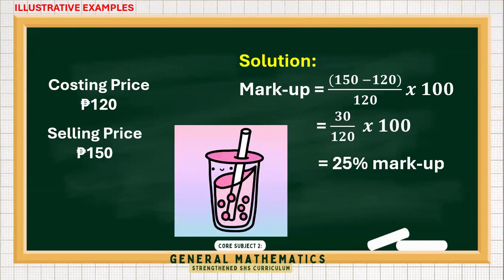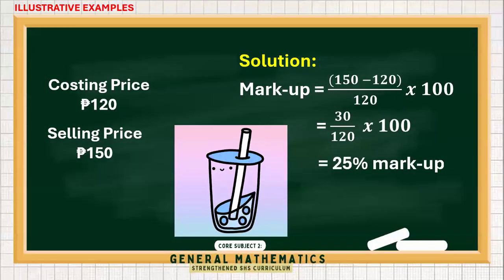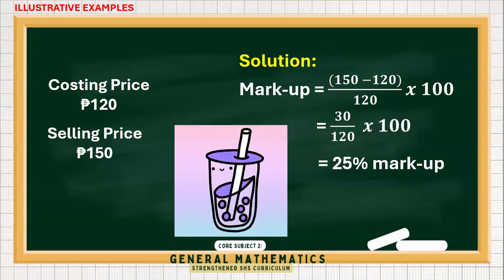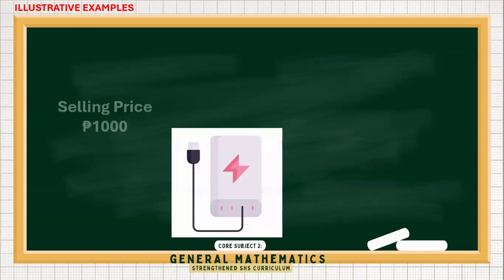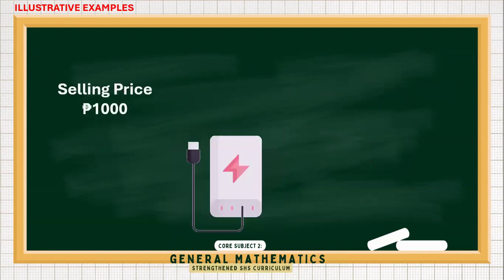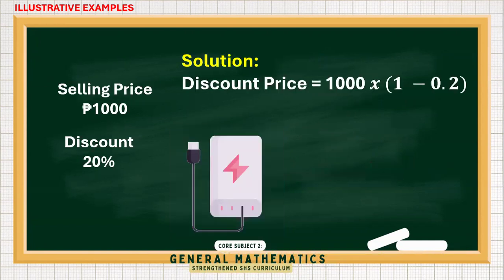If you plan to sell a milk tea, you must consider the costs like the ingredients, the packaging, and the overhead when setting the selling price. Now let's have the price of a power bank. That's the selling price of 1,000 pesos, and it is discounted by 20%. Let's compute the discount price. To get the discount price, we have 1,000 times 1 minus 0.2.